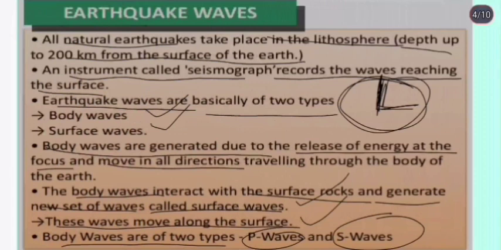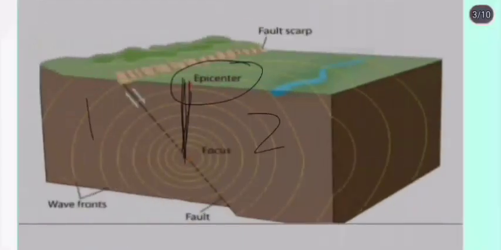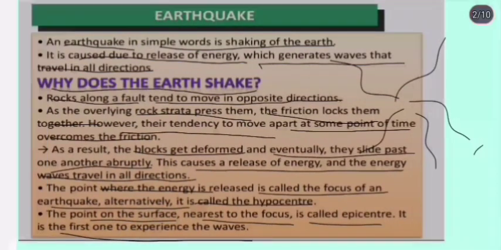So in this video we discussed earthquake waves. What are the types of earthquake waves? Body waves and surface waves. Body waves are generated due to the release of energy at the focus, and surface waves are those generated when body waves come in contact with surface rocks. We discussed how an earthquake is caused, what the focus and epicenter are, and that it releases seismic waves. What is an earthquake? Why does the earth shake? So this was today's video.